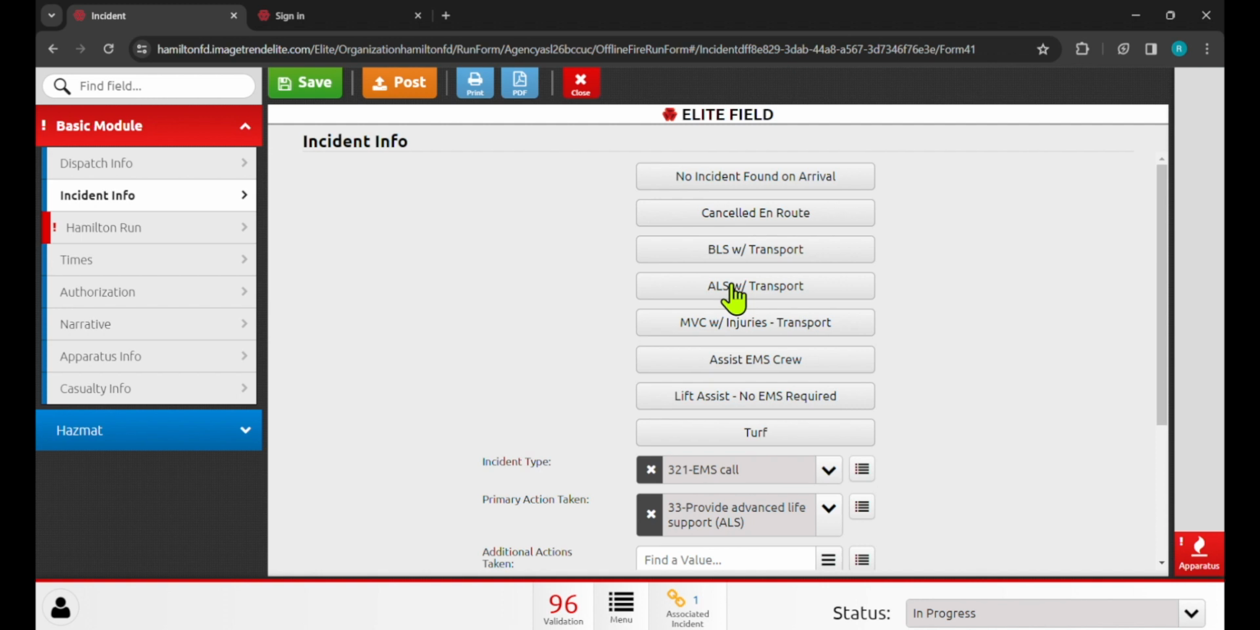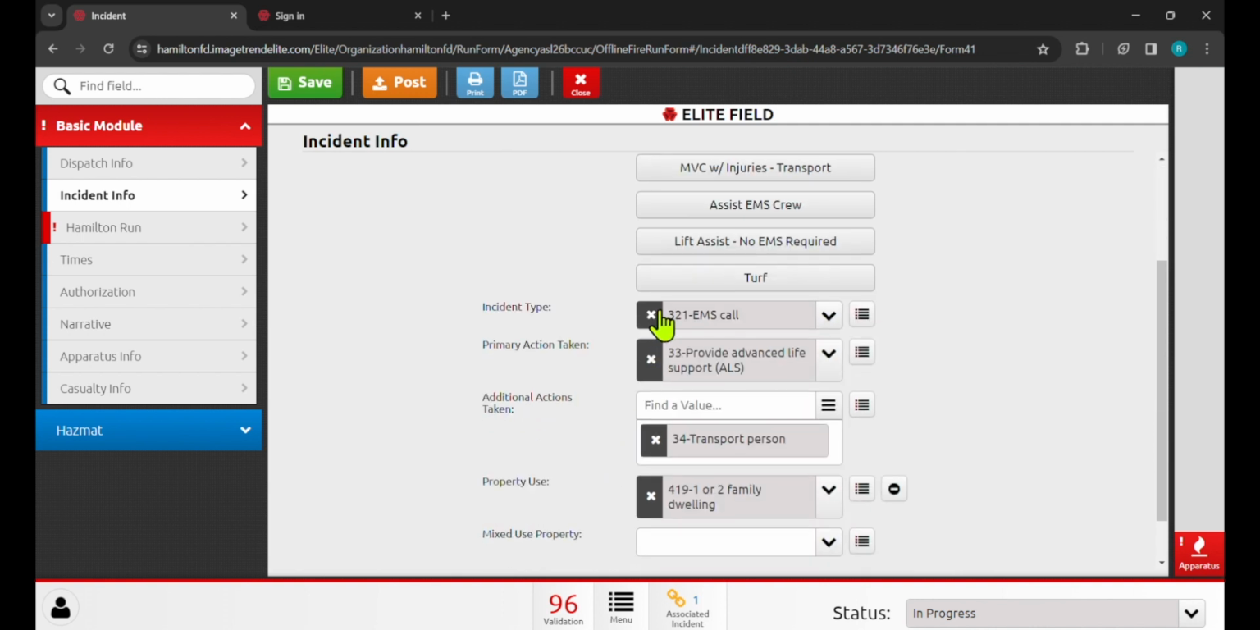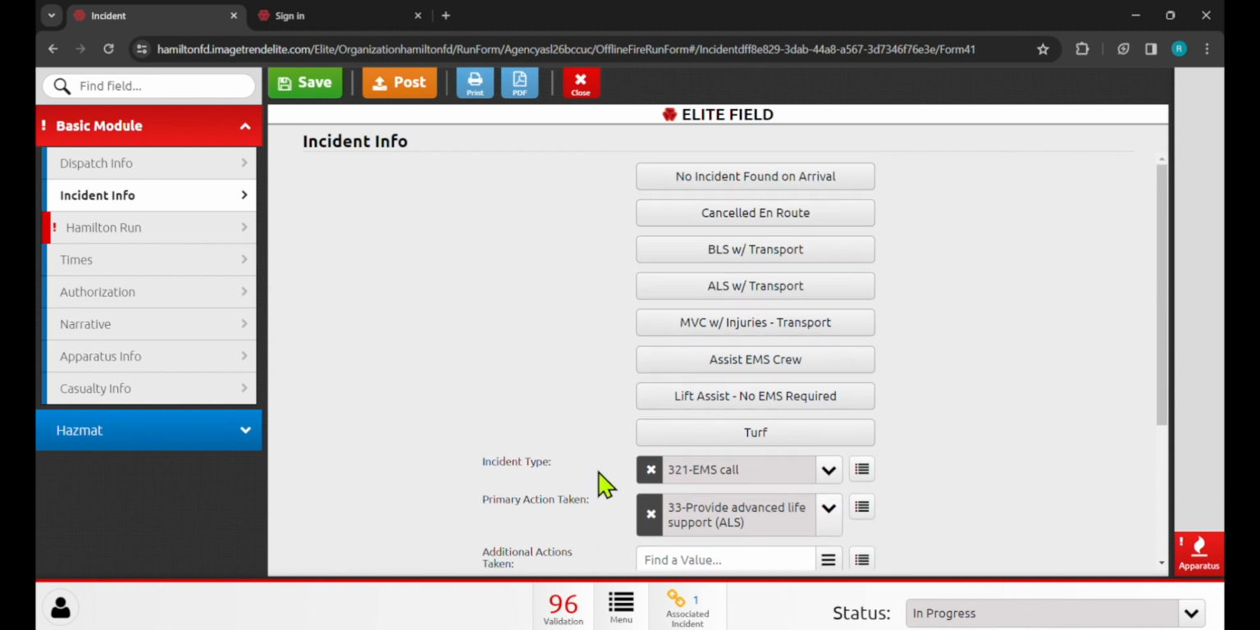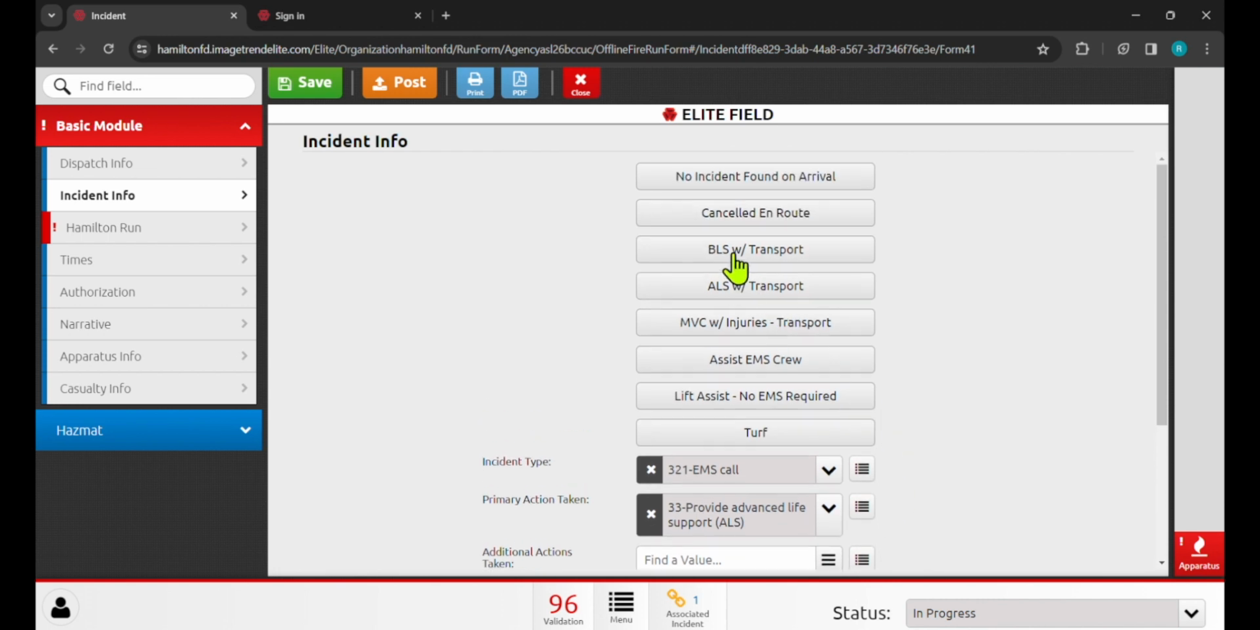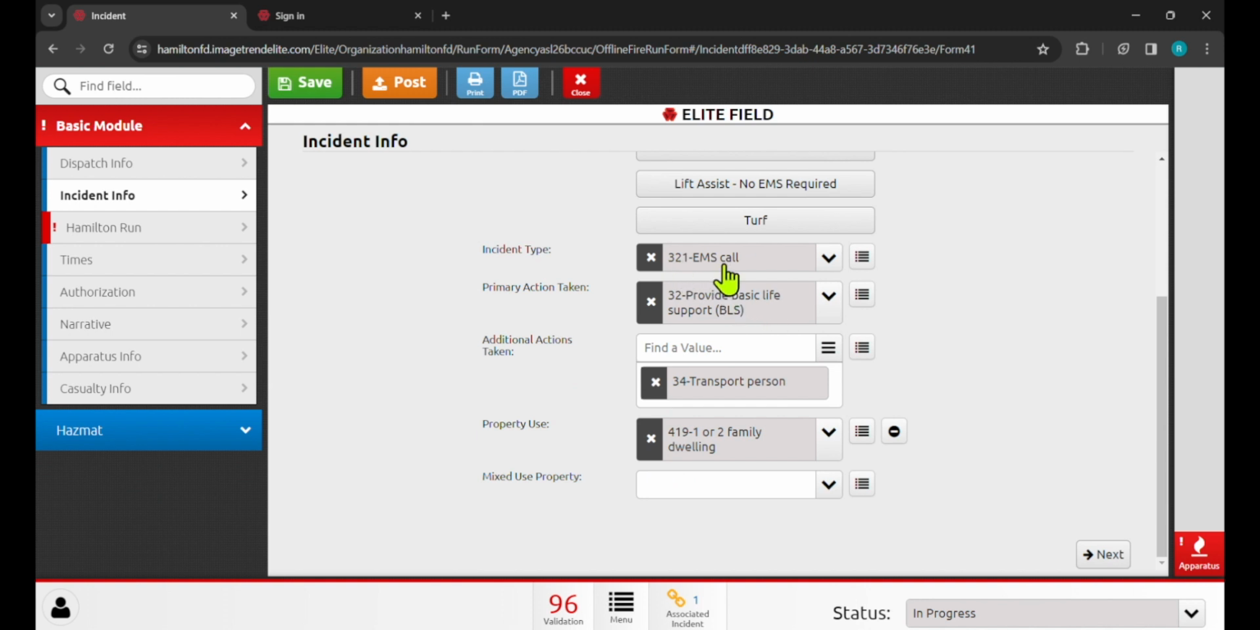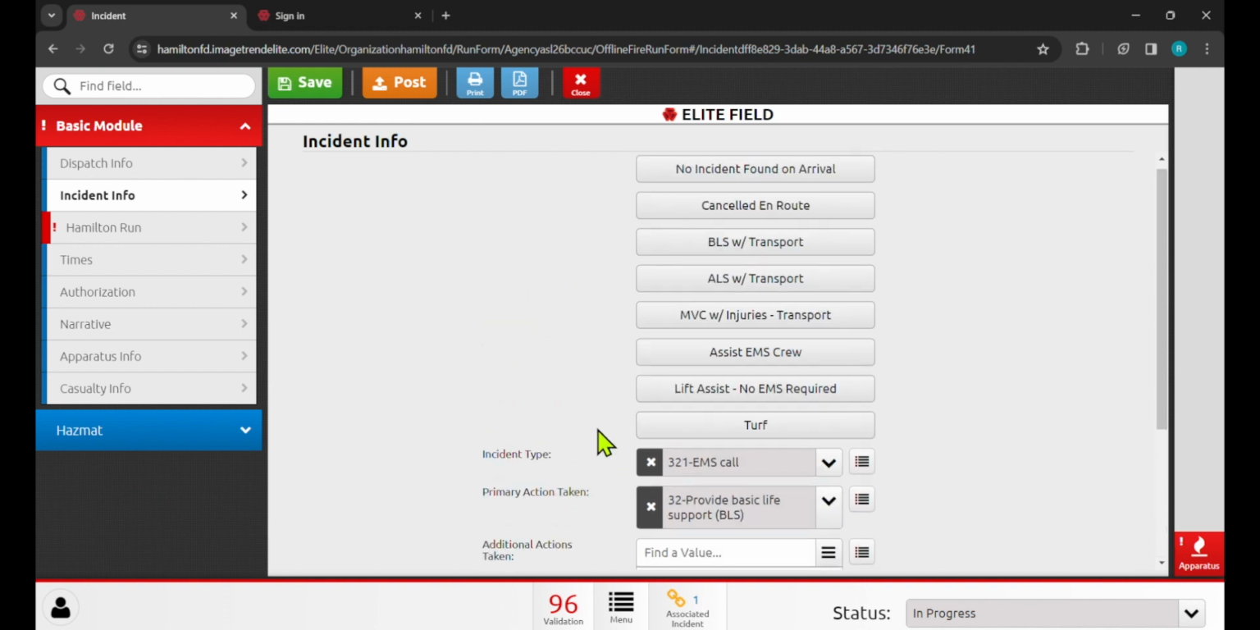What that did was, when we selected ALS with transport, it selected the appropriate NIFRS code. 321 is your EMS call. We said it was an ALS run, so we provided advanced life support. What additional actions did we take? We transported them. Now, watch this screen, or watch this area of the screen when we change that. BLS with transport. Okay, still the same code. We provided basic life support and we transported them.